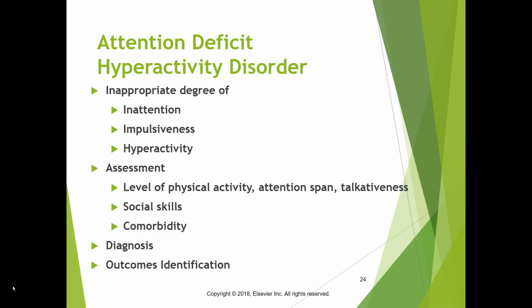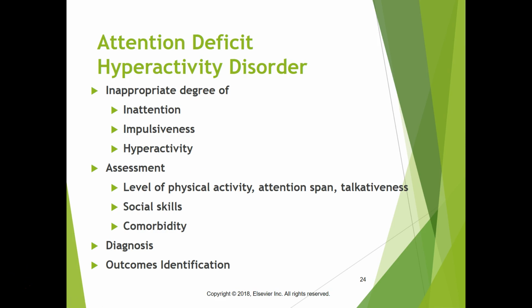So assessment, we're looking at their level of physical activity, their attention span, their talkativeness, if they're butting into people, if they're not able to wait their turn, all those things that we just mentioned. And again, very nice table on the top of page 184 in orange, and basically it's the DSM-5 criteria for ADHD.